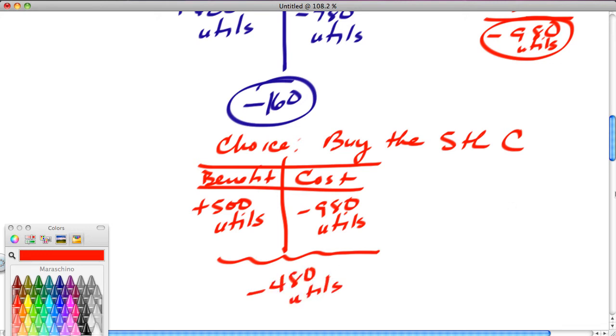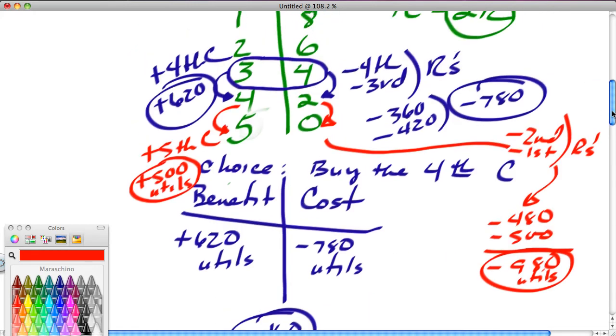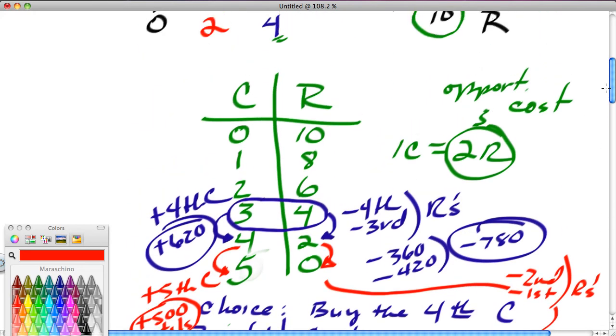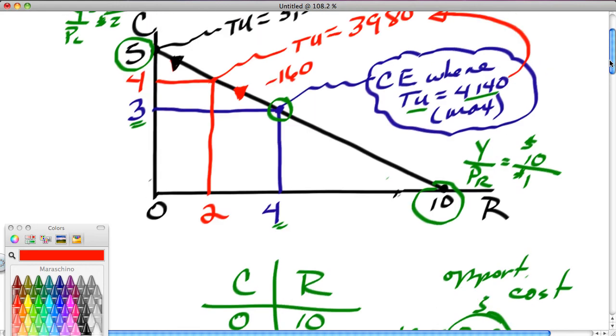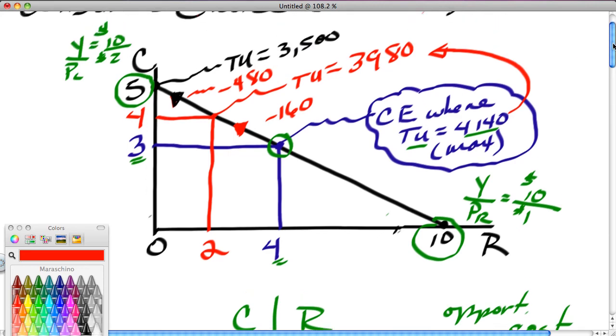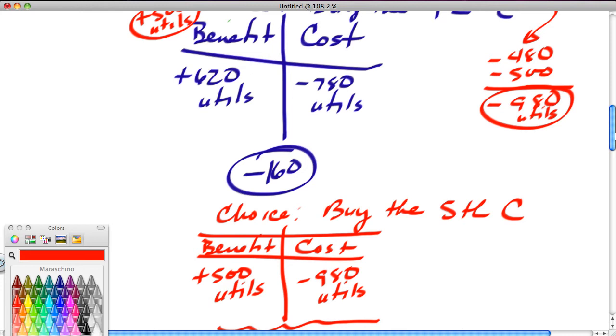And that in fact is what happened up here on the budget line when we moved from this point to this point. So in moving from here to here, there's a loss of 480. We go from 3980 to 3500. Now this raises a very interesting point.